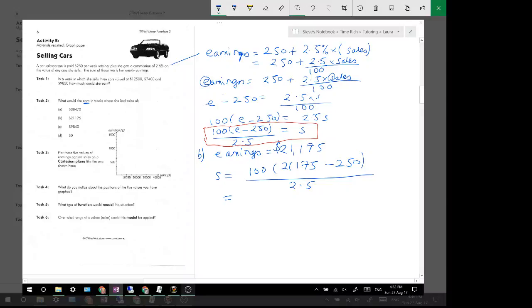837,000. That doesn't look right at all. Alright, so I've made a mistake somewhere. Let's go back in here. Earnings is 250 plus 2.5% of sales. Yes. So earnings minus 250, 2.5, alright. That looks right. Maybe I've typed it in wrong.